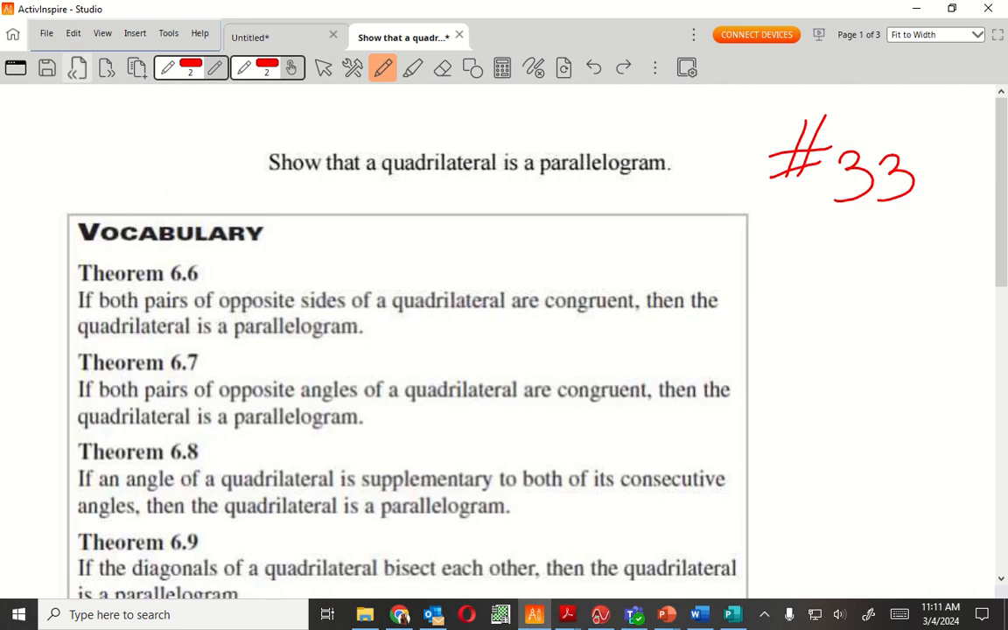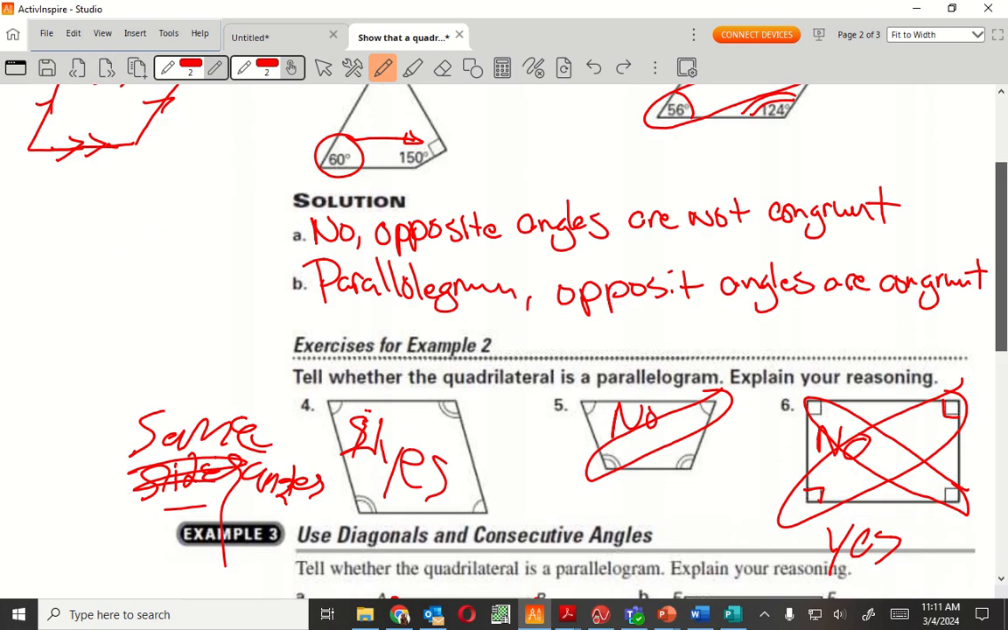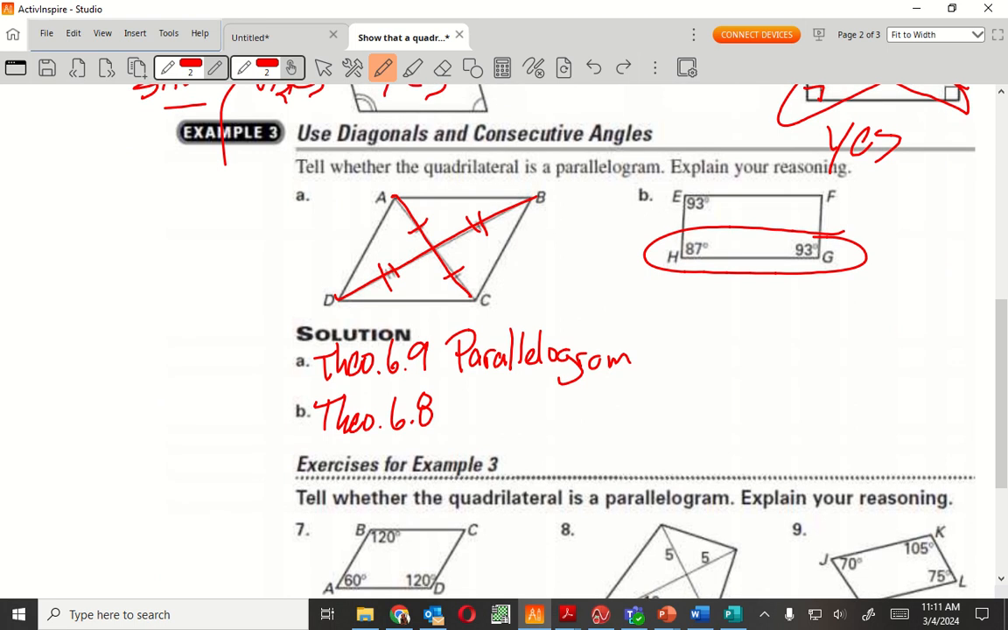If an angle of a quadrilateral is supplementary, what is supplementary again? 180. So if you forgot what that is, put 180 right here. So if the consecutive angles are supplementary, then it is a parallelogram. So let's look. We have these two bottom ones down here. Do both these together add up to 180? Yes, they do. Do these right here add up to 180? So 180 and 180. Check page 26. That's the first one actually.